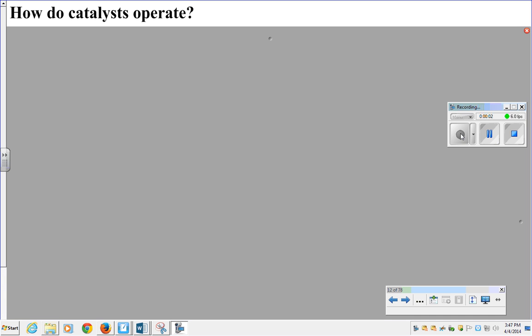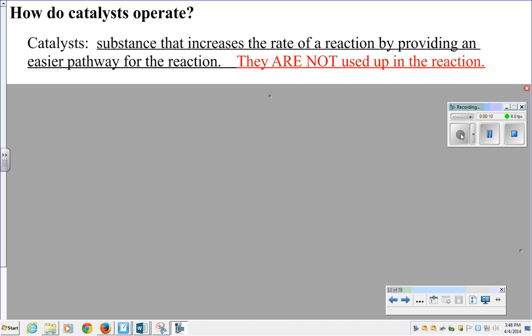Today we're going to talk about catalysts. Please turn in your packet to the very bottom of page 4 where it says how do catalysts operate. You might have heard a little bit about catalysts before. It's definitely not an unfamiliar word.